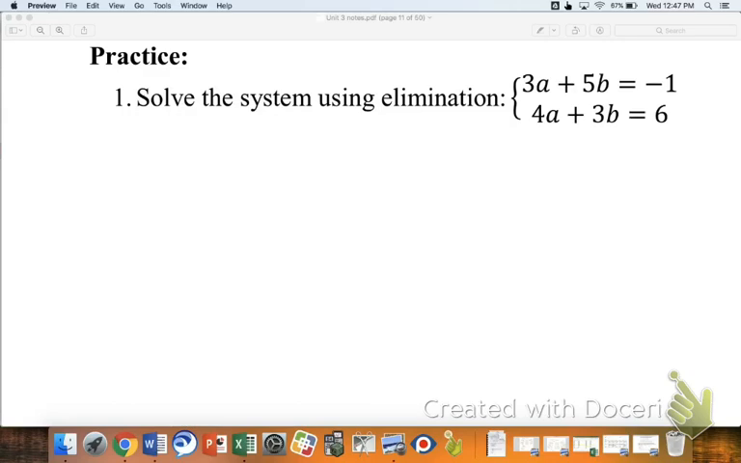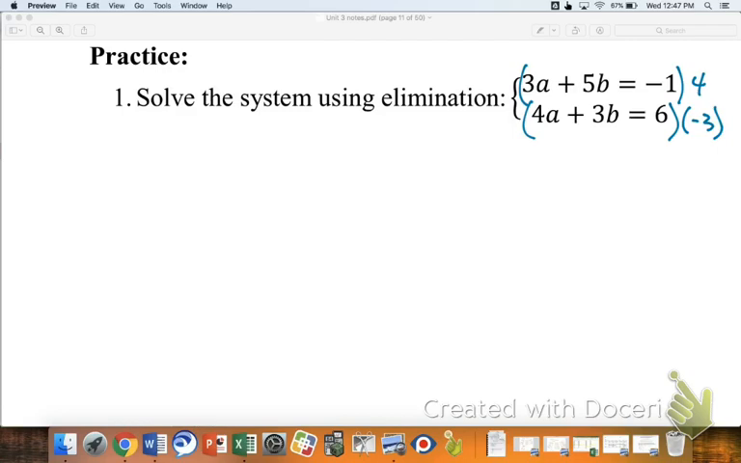Did you guys maybe try this mentally, did you try to add the 3a plus the 4a? Clearly no elimination, right? The 5b plus the 3b, no elimination. So what we're going to need to do is multiply these equations up by something to get to a place where when I add, I do get an elimination. So here's my thought. I'll give you a couple of options. My first thought was this. If I multiply this top equation by 4 and this bottom equation by negative 3, here's what's going to happen.